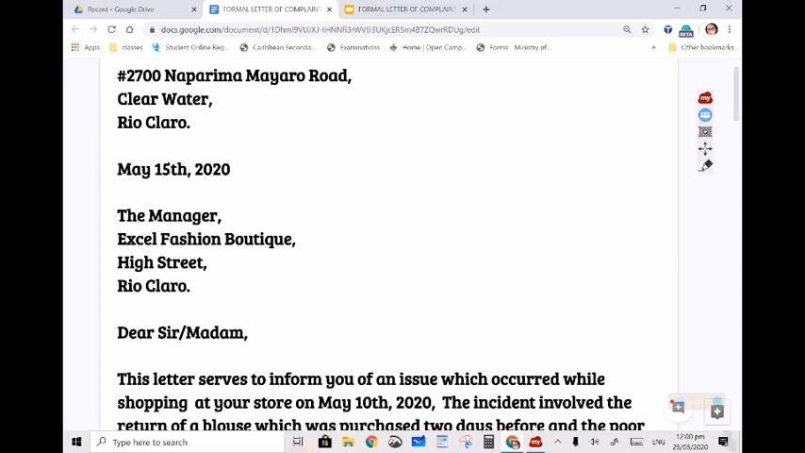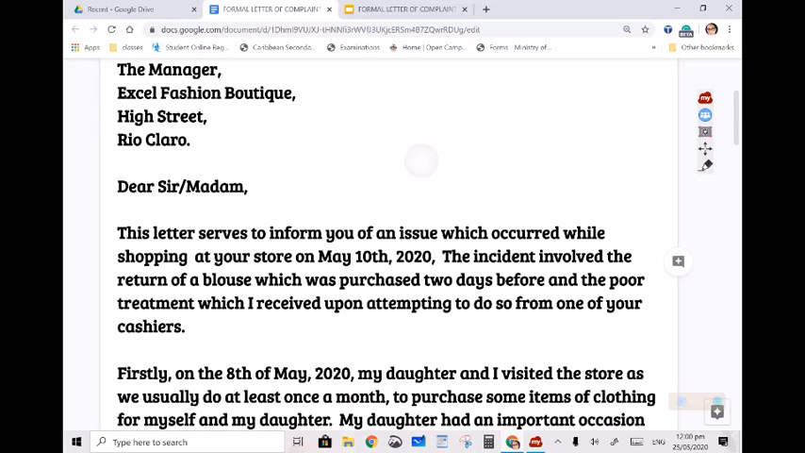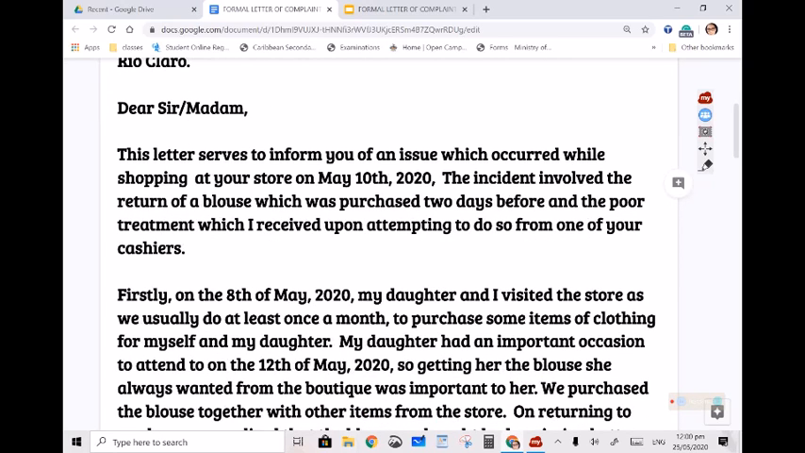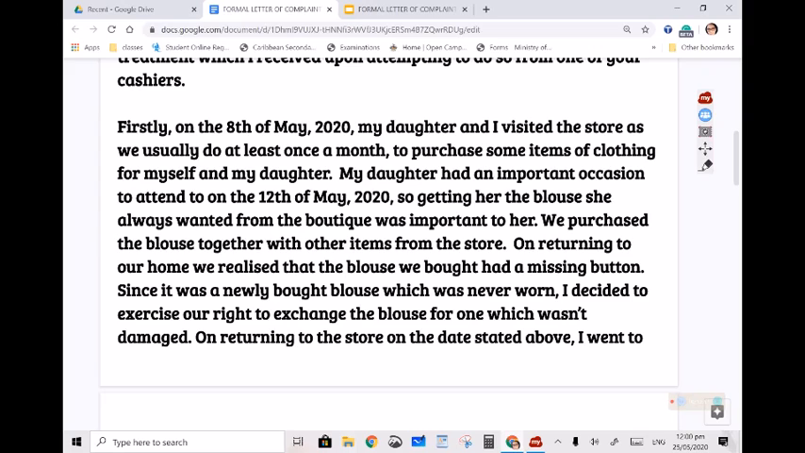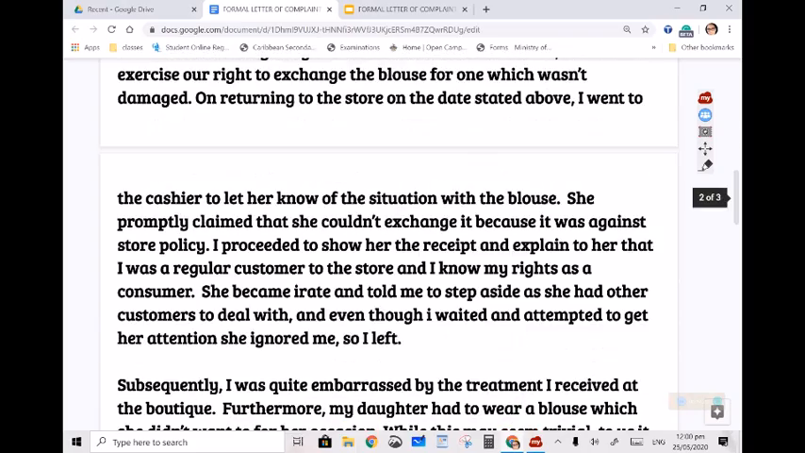Now it is important in the recipient's address that you also have the title of the recipient. You skip a line, then you have Dear Sir or Madam if you don't know the person's name. If you know the person's name, you should address them by Mr., Mrs., or Miss and their proper name. Then you skip a line, then you have a brief introduction for the purpose of your letter. Then you skip a line, then you have a full explanation of your complaint and what happened.